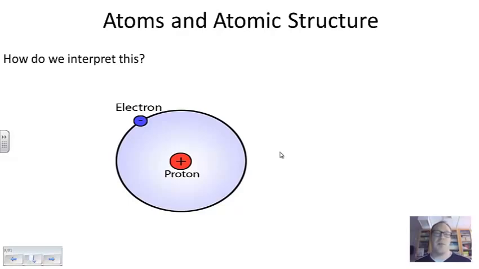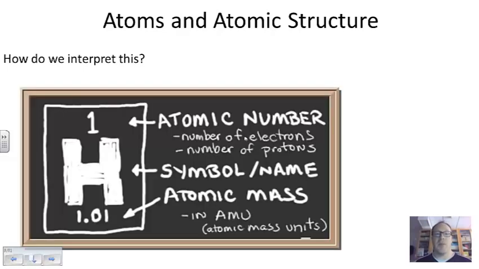This is a simple Bohr model of hydrogen, and the way that we arrive at this is by looking at the information in the periodic table. So I'm going to go back to this. This number right here tells me the number of electrons, and it tells me the number of protons. As long as I'm dealing with an atom here, the protons will be the same number as the number of electrons, and this number is a 1.